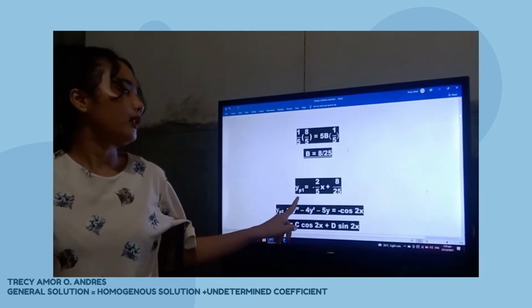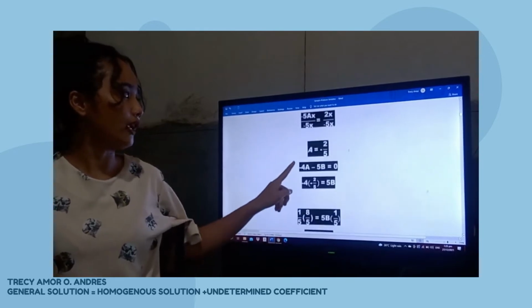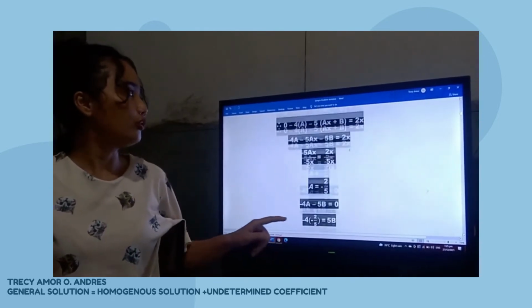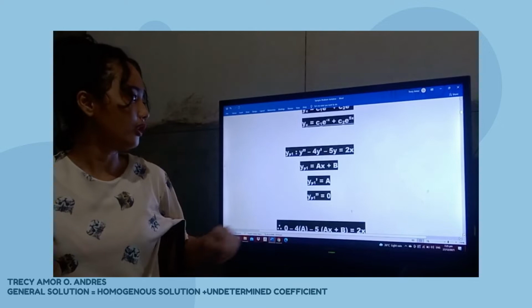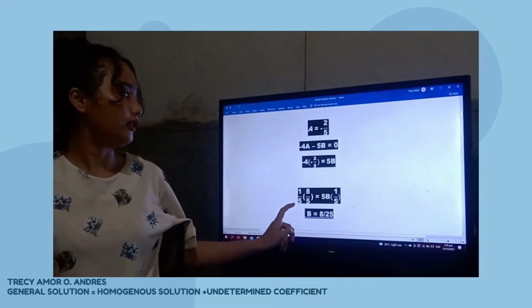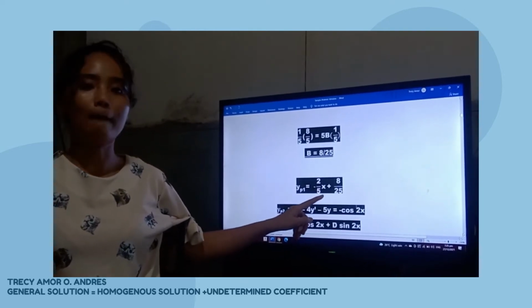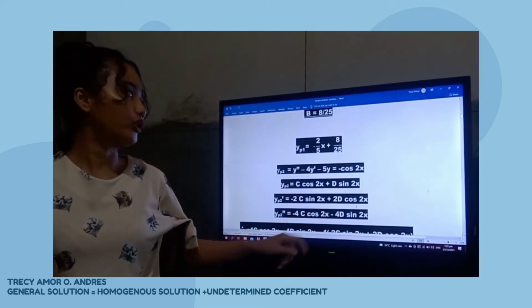So for the particular solution 1, we will just substitute the values of a and b to the general form ax plus b. So for y particular 1, we have negative 2 over 5 x plus 8 over 25.